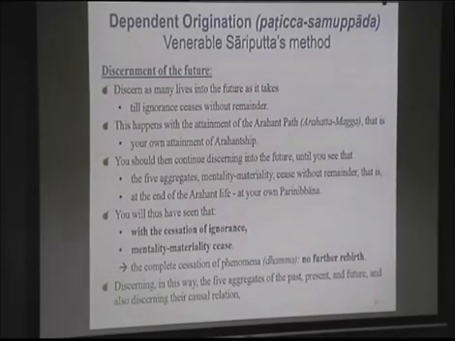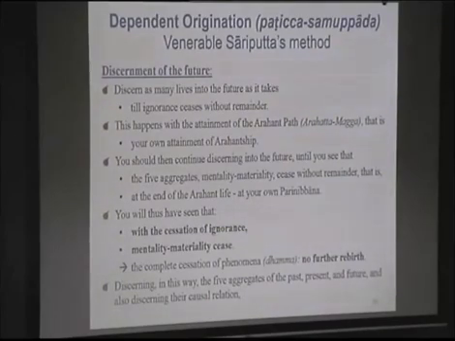Discern as many lives into the future as it takes until ignorance ceases without remainder. This happens with the attainment of the Arahant path, Arahatta Magga. That is your own attainment of Arahantship.